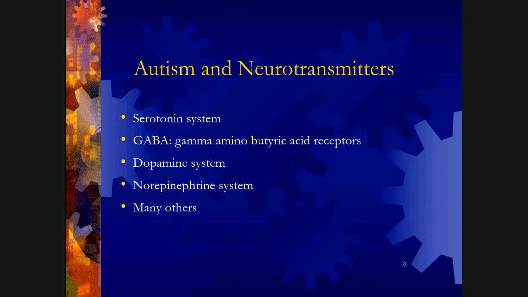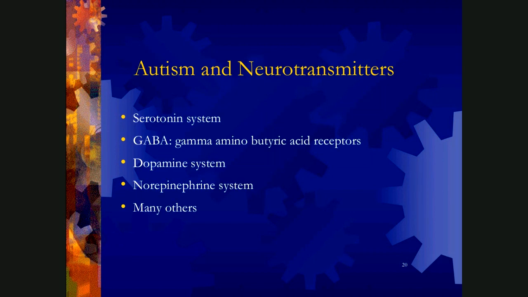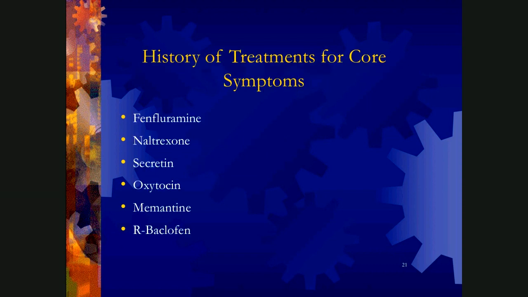This is just some background. We really don't know exactly which system and what the exact mechanism is, but we have ideas and we have certain findings. In order to develop medications to treat autism, we need to understand those systems. Over the years, the field has tried to develop medications to treat the core symptoms of autism, the ones I mentioned, criteria A and B.